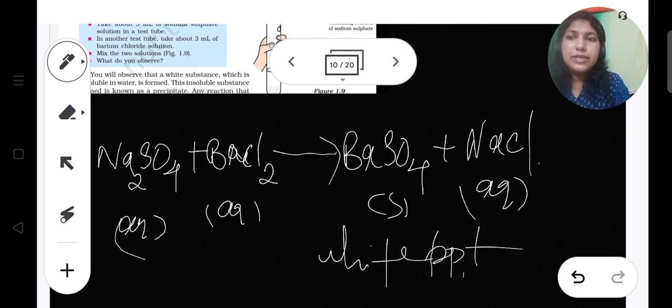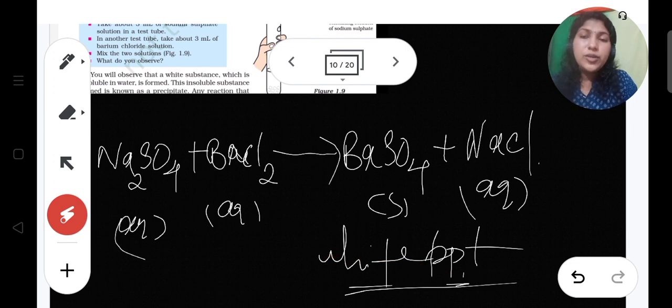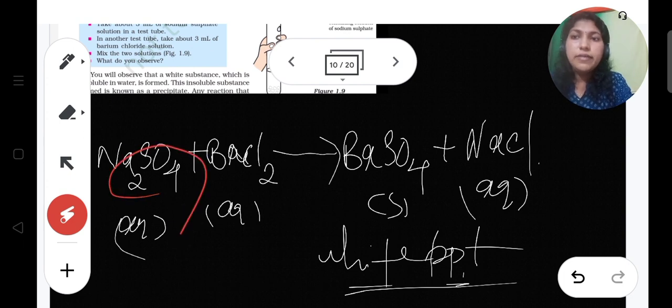So a double displacement reaction is also called a precipitation reaction, because the product formed is precipitated, that is, a water-insoluble substance, which we call a precipitate. In any reaction where a precipitate is formed, we call it a precipitation reaction. So sodium sulfate and barium chloride reacted to form barium sulfate. One of the products is a white precipitate, a solid, and the other is an aqueous solution.